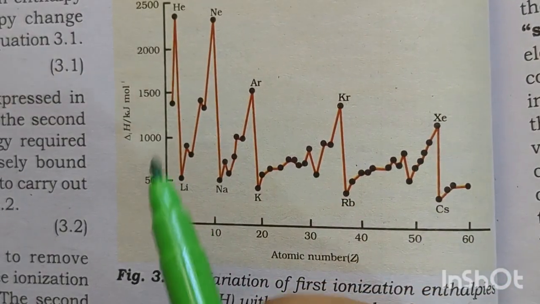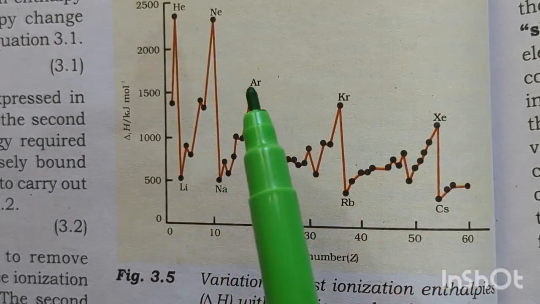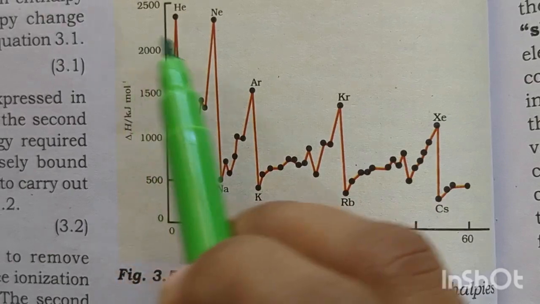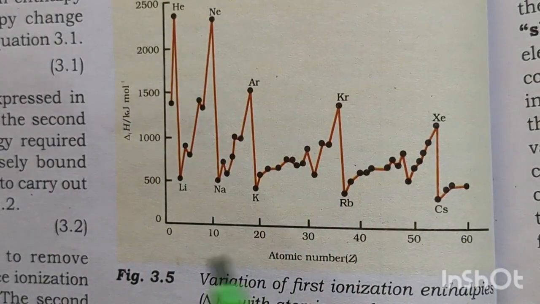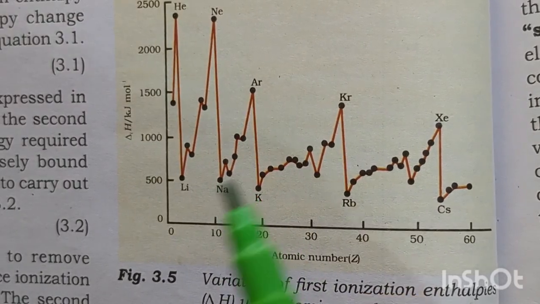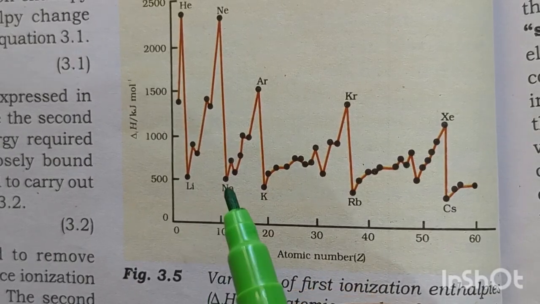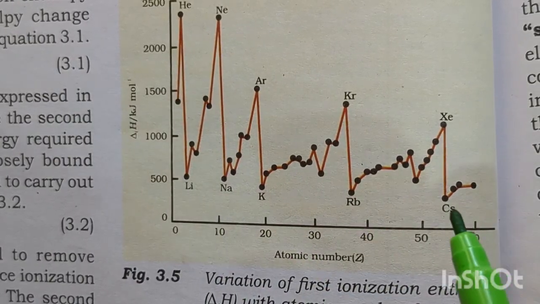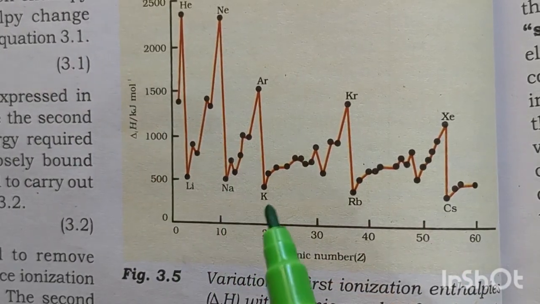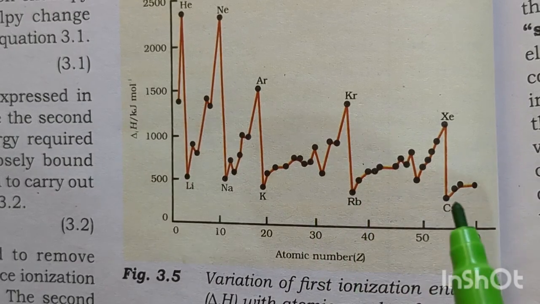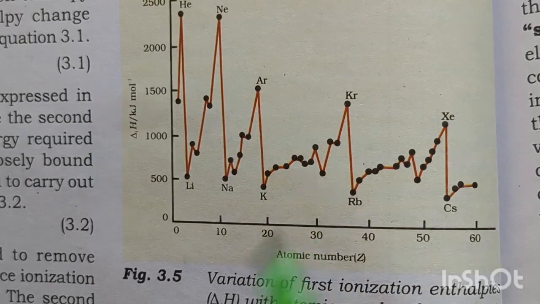Here, you can find the maxima at the noble gases: helium, neon, argon, krypton, xenon. Noble gases have closed electron shells and very stable electron configurations. Lithium, sodium, potassium, rubidium, and cesium are alkali metals, and minima occur at the alkali metals. That is, alkali metals have low ionization enthalpies.